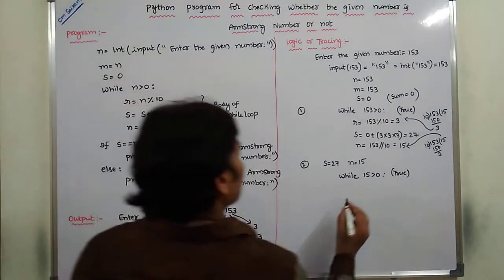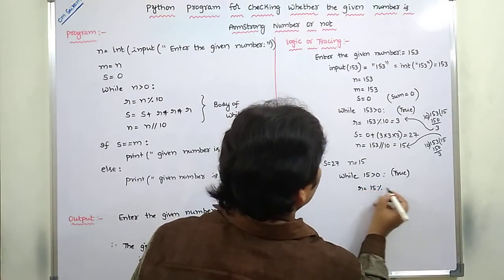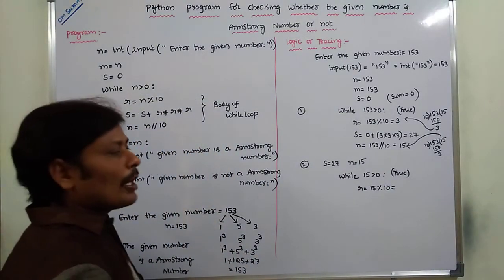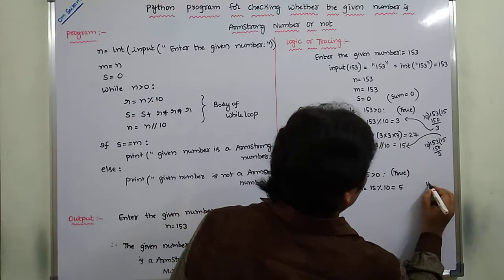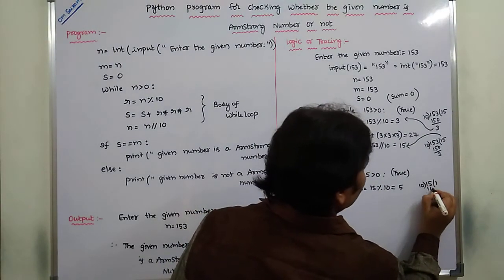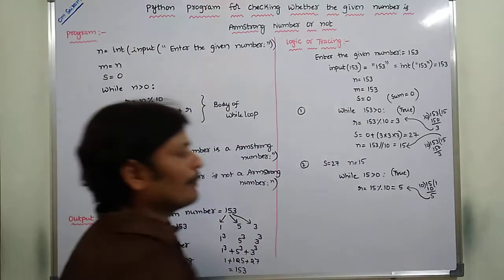First statement, r is equal to 15 modulus operator 10. So 15 is divided by 10. What is the remainder we are getting? 10 ones are 10, the remainder is 5. This 5 is the remainder.